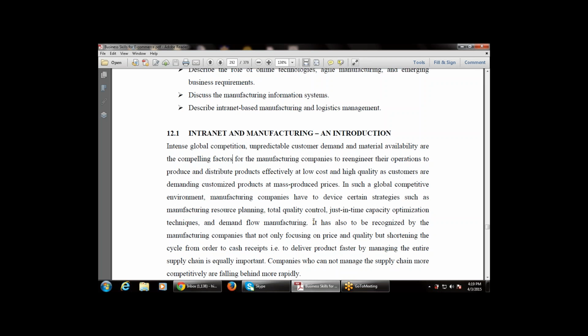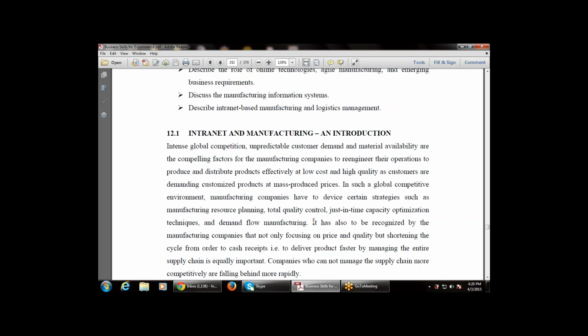It has also been recognized by manufacturing companies that they should not only focus on price and quality, but also on shortening the cycle from order to cash receipt. That is, it is not that the focus is only on price and quality, keeping in mind price and keeping in mind quality.